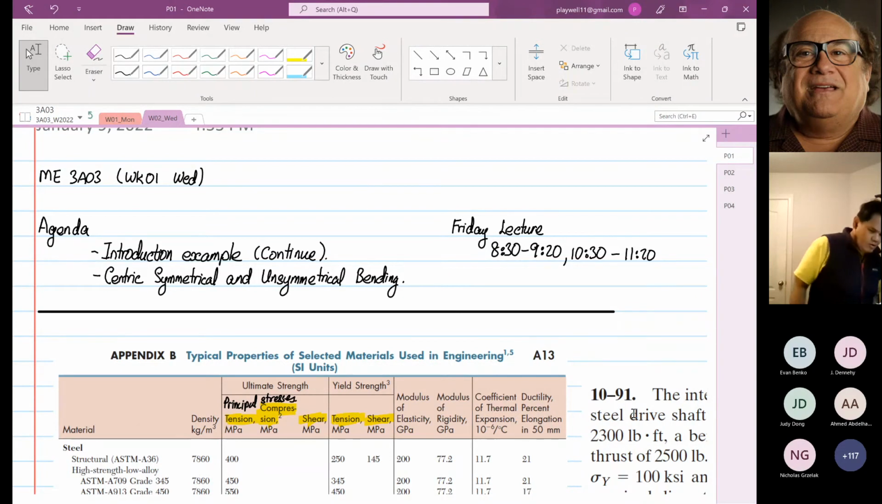Okay. So today's agenda. I'm going to continue with the introduction example to introduce what we are going to learn over the next 13 weeks. Hopefully this will inspire you. Then we're going to start our first topic with symmetric and unsymmetric bending. So I will start teaching where Dr. Koshi left off, into P04.